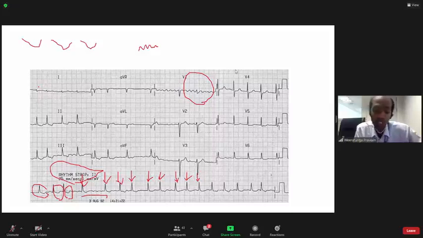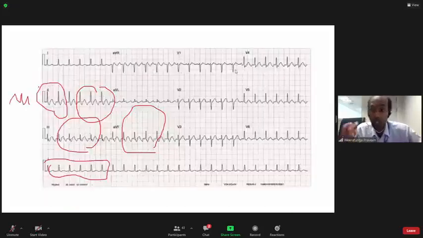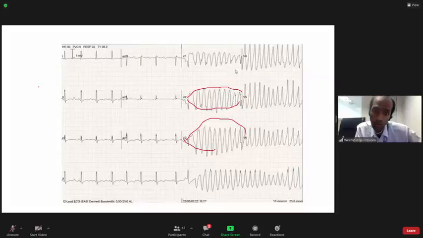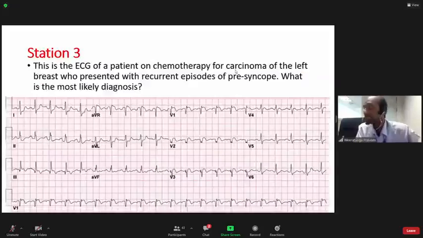Atrial fibrillation, atrial flutter, supraventricular nodal tachycardia, ventricular tachycardia, Torsades de Pointes are very common ECGs to get. Right.